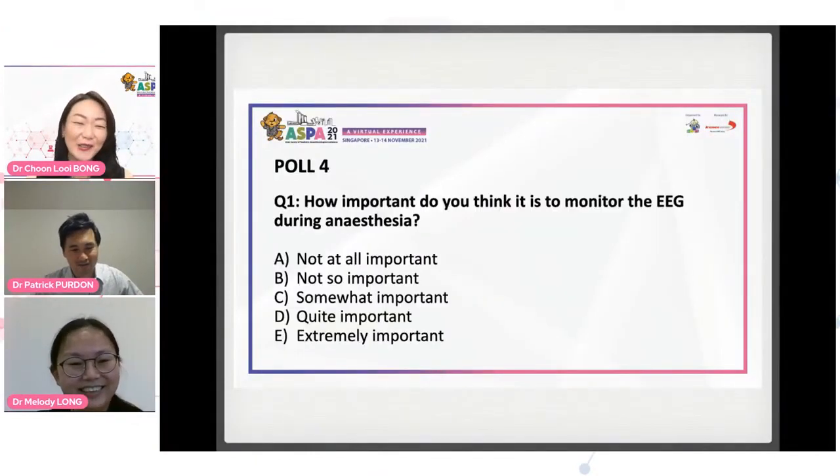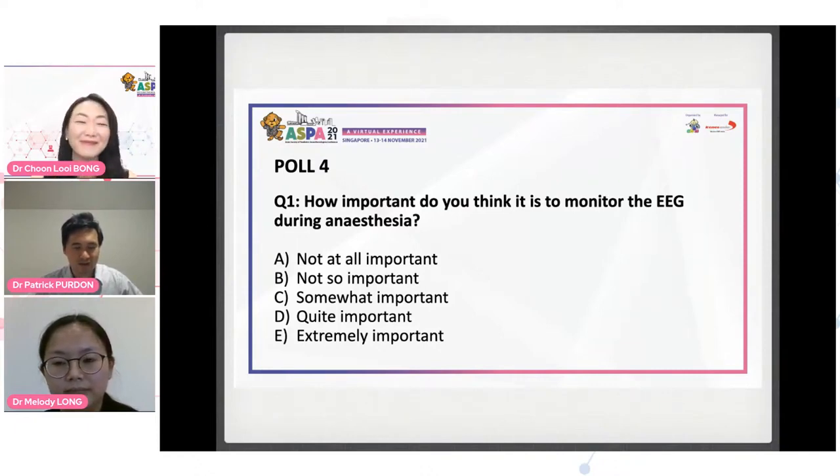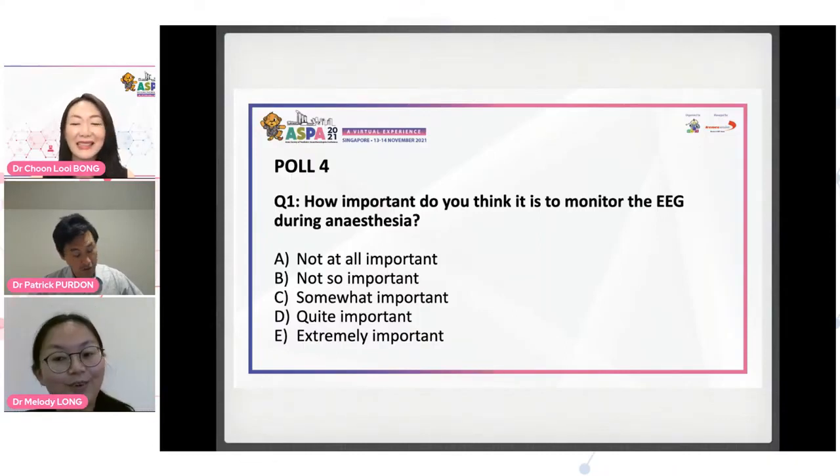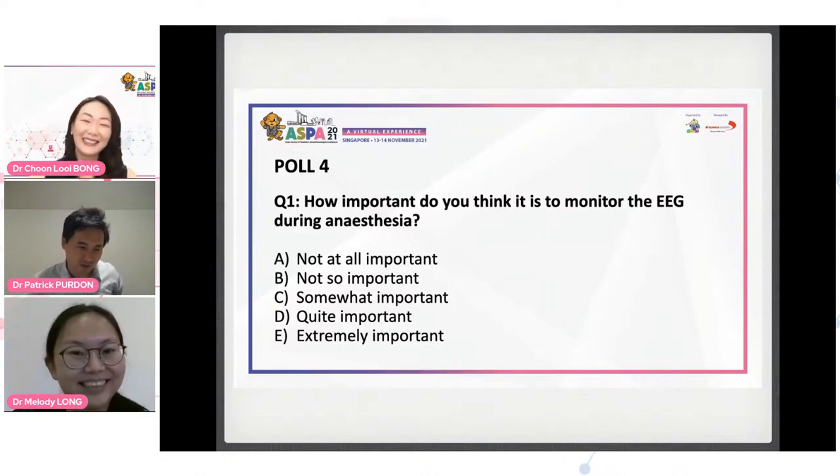So this is going back to our last poll, which is really revisiting the questions that we had for our first poll. How important do you think it is to monitor the EEG during anesthesia now, after the workshop? Not at all, not so important, somewhat important, quite important, or extremely important. Melody, can you collate the answers? I'm happy to say that now 50% of our participants feel that it's quite important, and 50% feel it's extremely important. So that's great that we managed to have some shifts in perspectives.